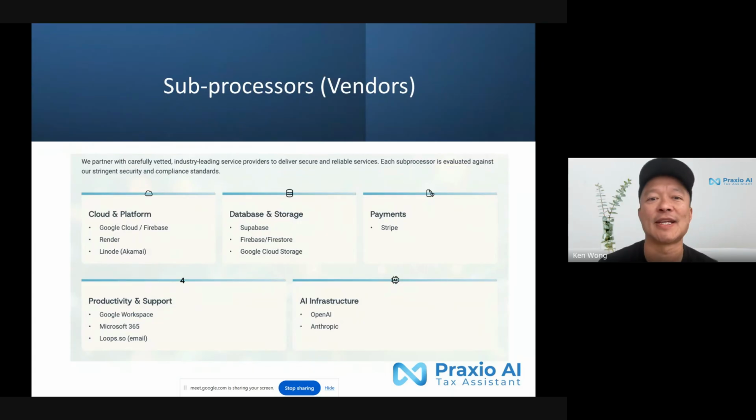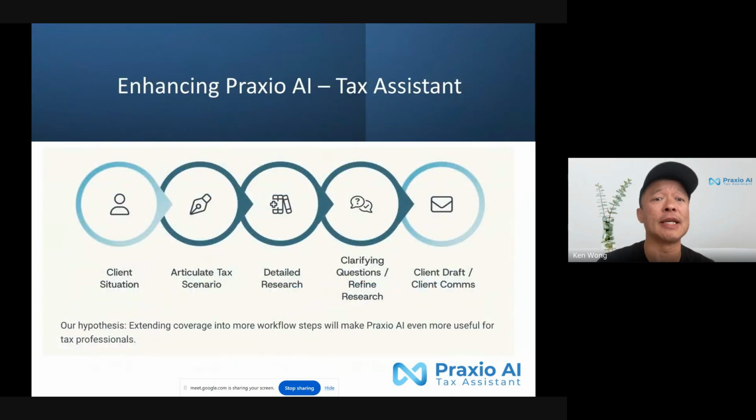All right. Well, next slide, please. Last slide is, we are always continually looking to see how we can improve the product. Even though we're only 6 weeks into launch, we're already talking about what other features we can add to the product, right? So this illustration, in terms of the typical tax advisory workflow that we understand by speaking with users, is that Praxio AI currently sits in the middle a little bit, where we articulate tax scenario, do the detailed research with clarifying questions, and users can refine research. Pretty much in the middle, right?